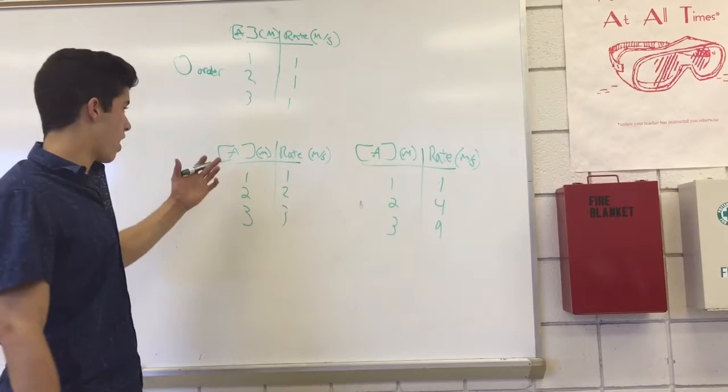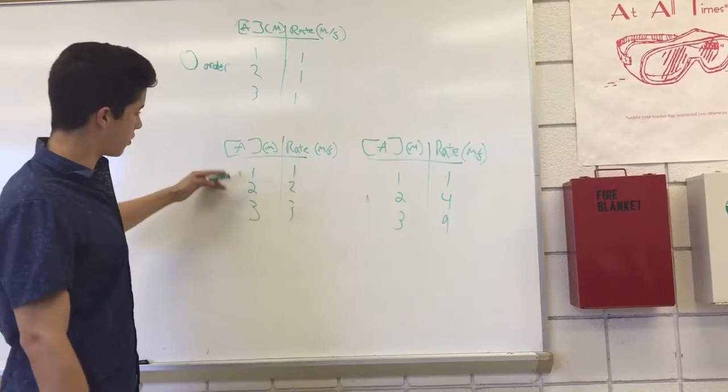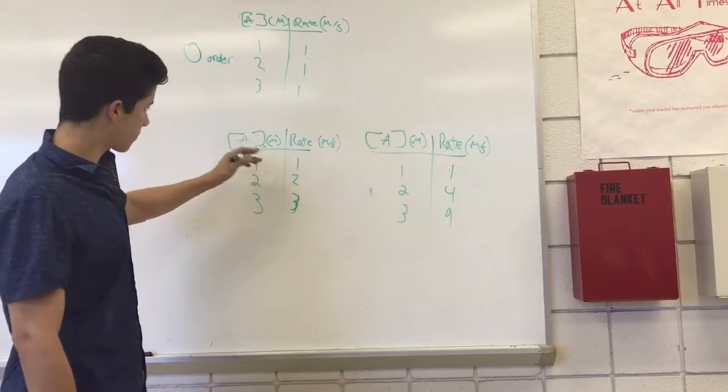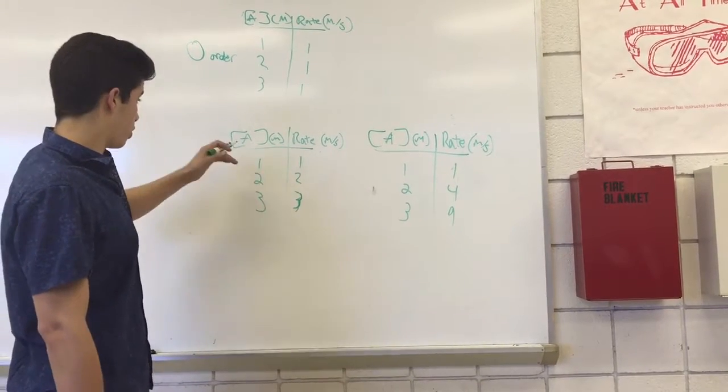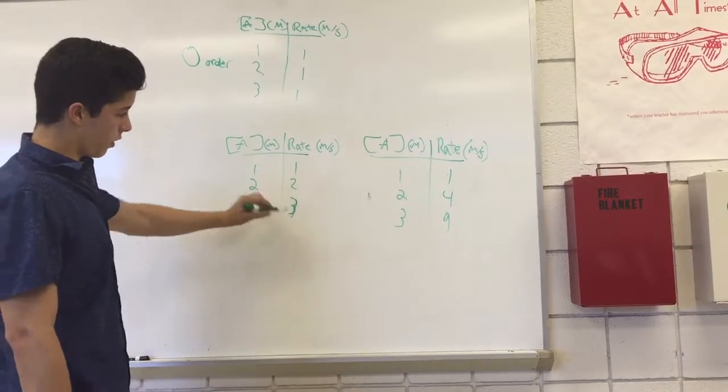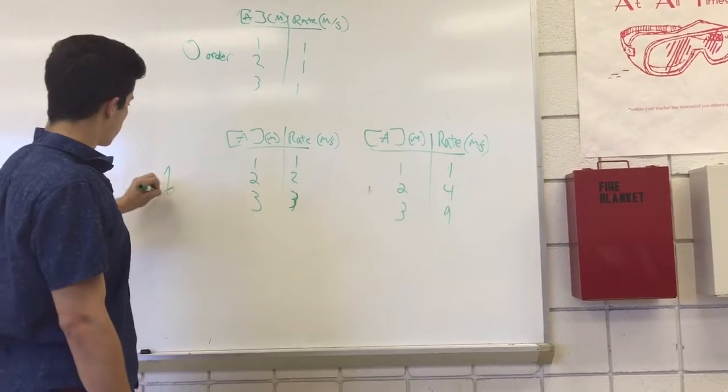Now look at this graph, concentration 1, 1. If you increase concentration, the rate increases in the same ratio as concentration. 1, 1, 2, 2, 3, 3. So therefore it's first order.